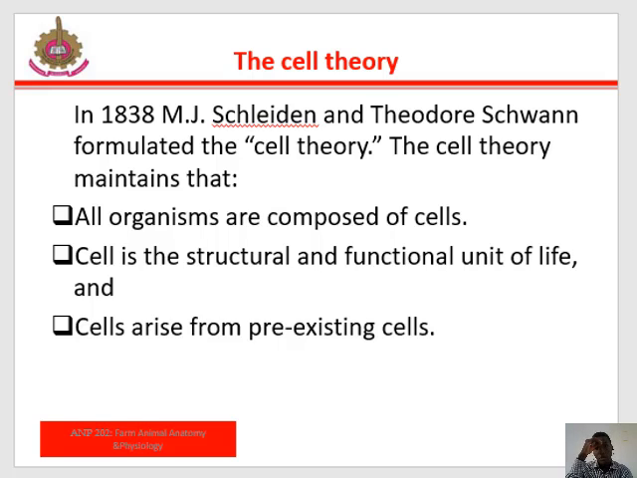Cell theory. In 1838, M.J. Schleiden and Theodor Schwann formulated the cell theory. The cell theory maintains that all organisms are composed of cells, the cell is the structural and functional unit of life, and cells arise from pre-existing cells.